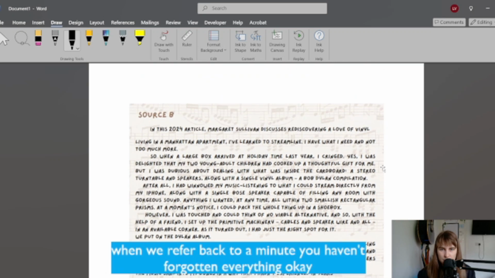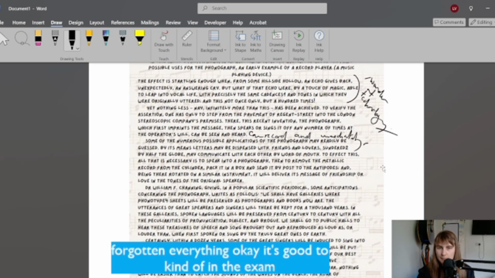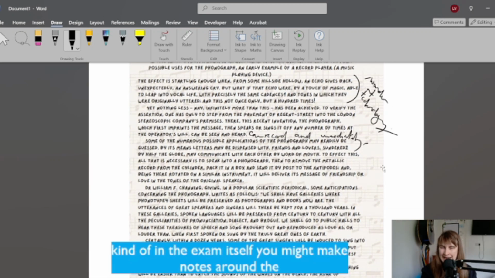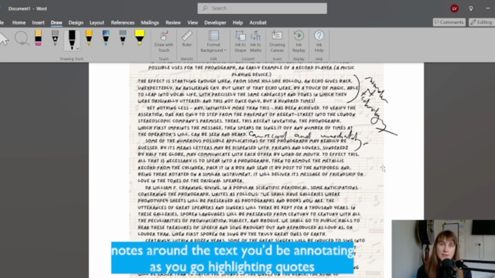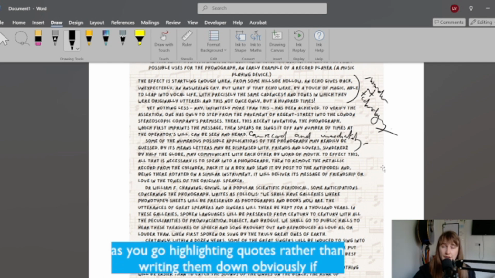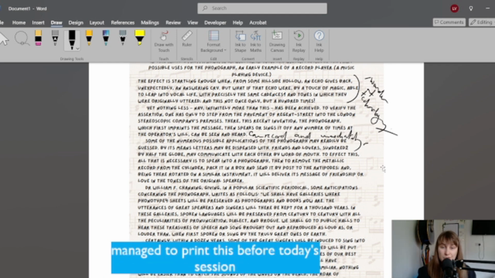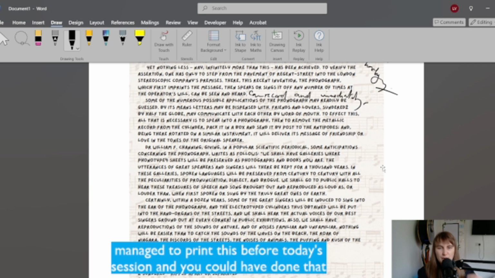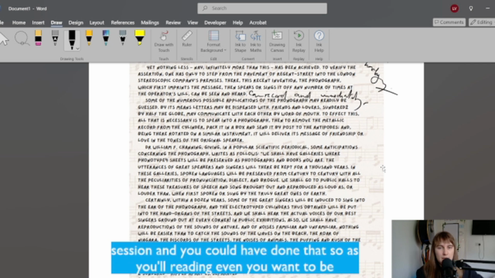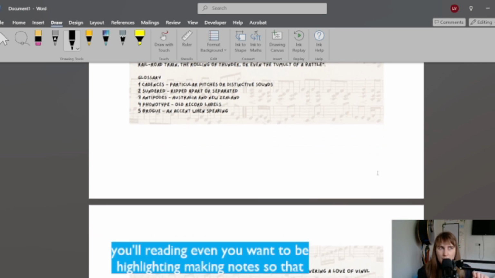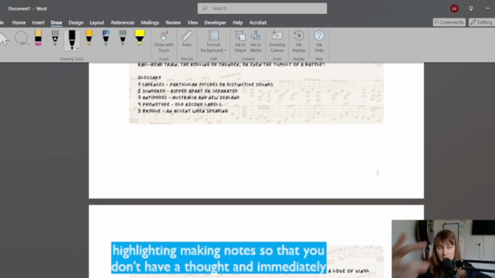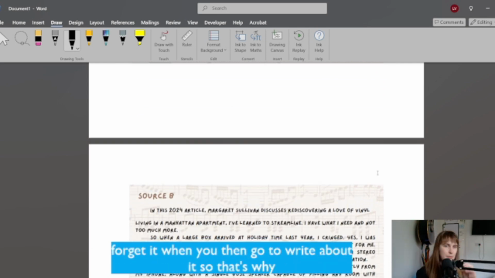Okay, it's good to kind of, in the exam itself, you might make notes around the text, so you'd be annotating as you go, highlighting quotes rather than writing them down. Obviously, if you've managed to print this before today's session, then you could have done that. So as you're reading even, you want to be highlighting, making notes, so that you don't have a thought and immediately forget it when you then go to write about it. So that's why annotation is really important.